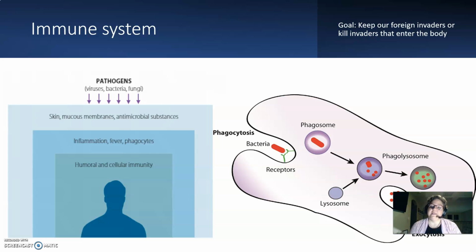On the right-hand side is just another depiction of phagocytosis. You can see the receptors, the bacteria, and there's some digestion going on within the cell. We're going to go into all of that in some more detail.